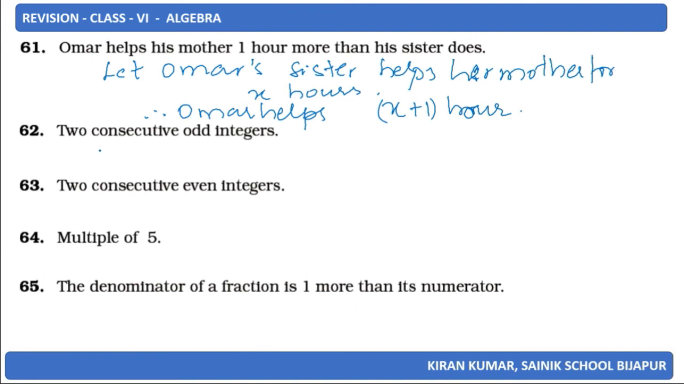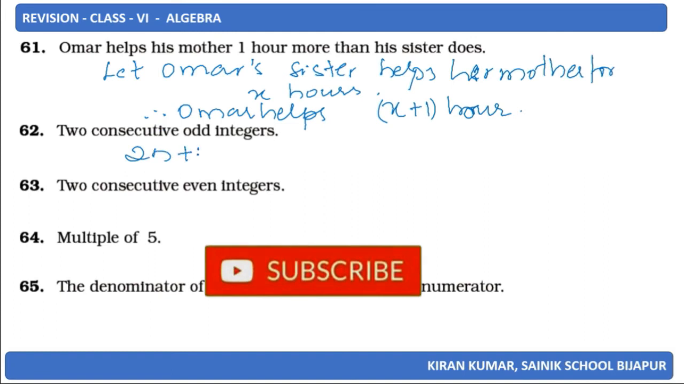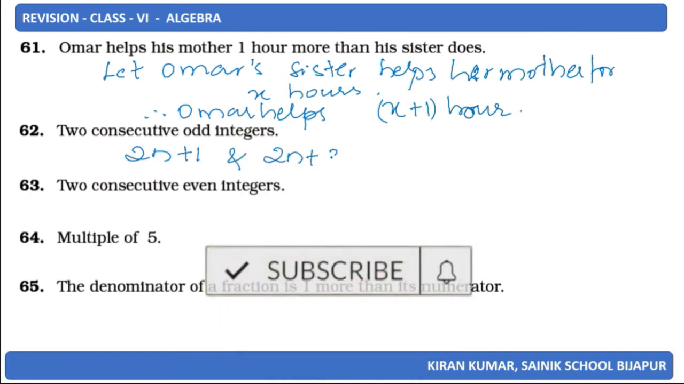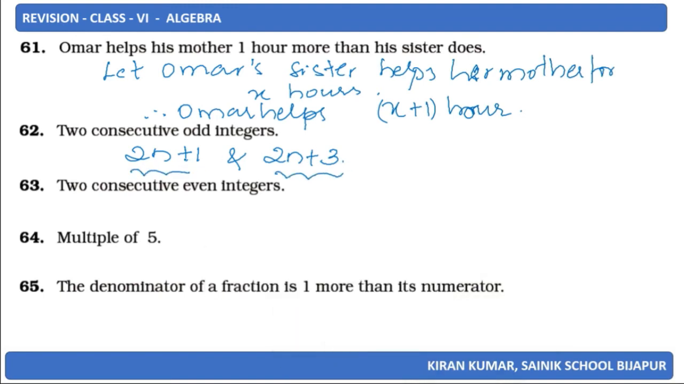62nd, 2 consecutive odd integers. The 2 consecutive odd integers are always given by 2n plus 1 and 2n plus 3. You must remember 2n refers to even. 2n plus 1 is an odd number. The next odd number will be 2n plus 3. 2 consecutive even integers. Let me call 2m an even integer. The next even integer is 2m plus 2.